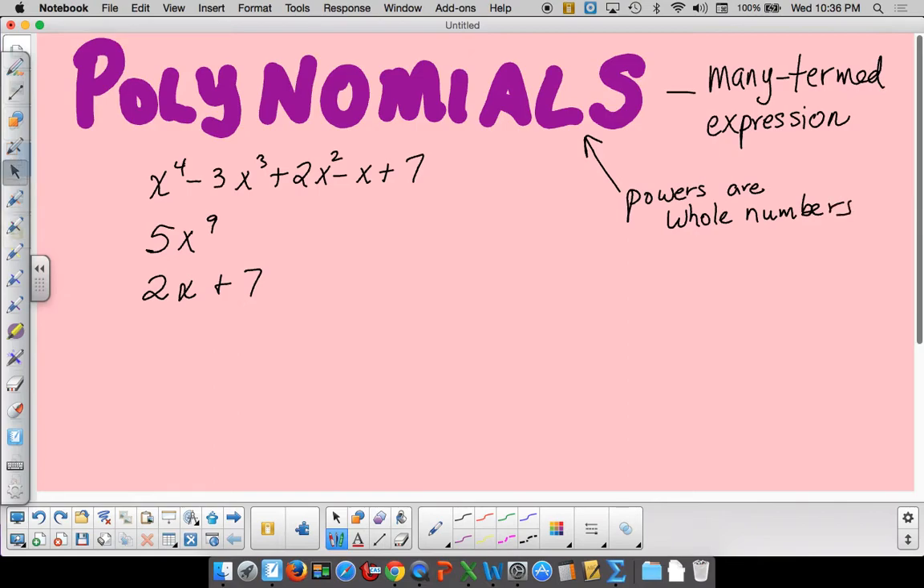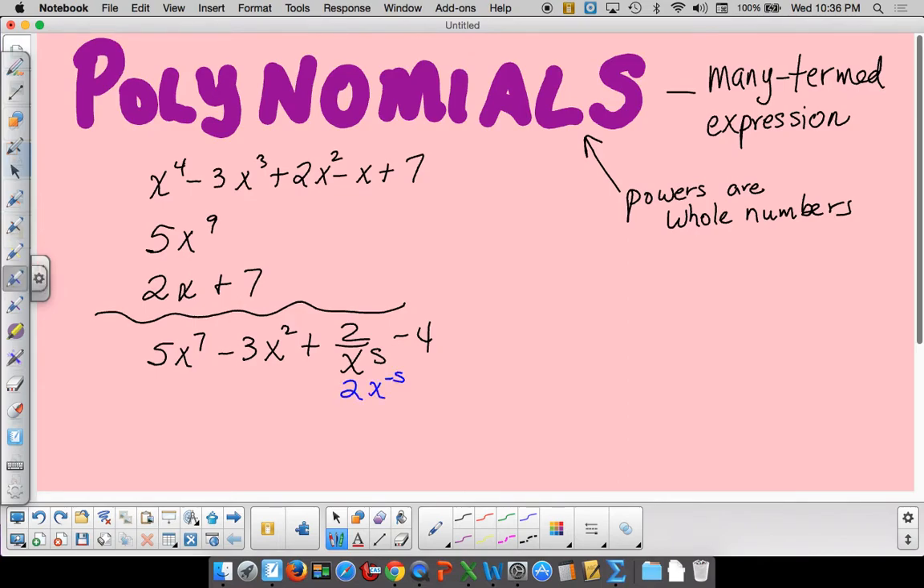So consequently here, I'm going to give you a couple examples and ask you, are some of these polynomials? 5x to the 7th minus 3x squared plus 2 over x to the 5th minus 4. Well, obviously, the term we're concerned about is the 2 over x to the 5th. It's a whole number power, but you have to realize it's whole number power in the denominator. If you brought it up top, that would be 2x to the negative 5 power. You can't have that. That's a negative exponent. So no, this is not a polynomial.